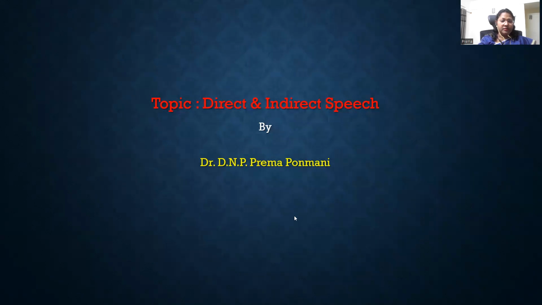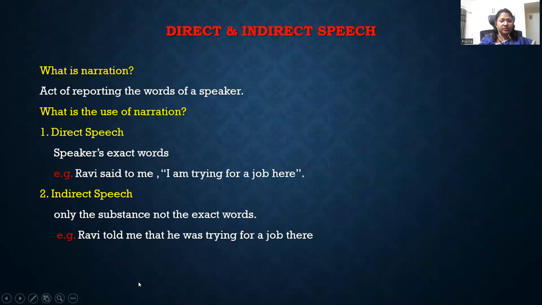Before changing direct to indirect speech, there are different rules we should follow. There are five different rules that we have to apply when we are changing direct to indirect speech. So first of all, what is direct speech? In direct speech, the speaker's exact words are given within quotation marks. There is no change of words, no addition, and no change of phrases. So the exact words of the speaker will be given within the quotation marks.